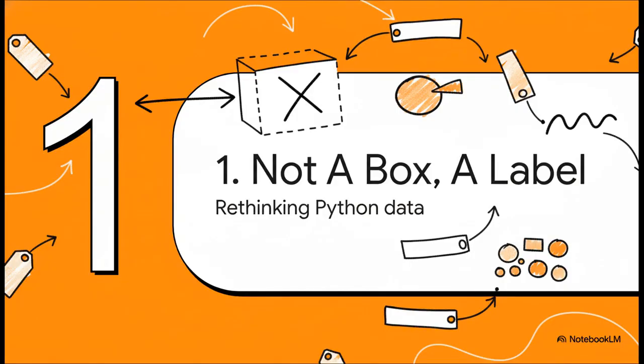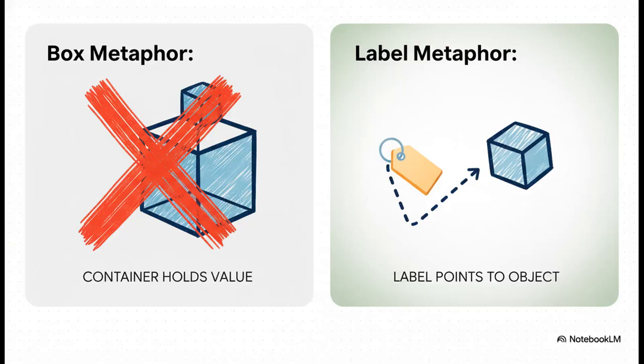See, most of us were probably taught that a variable is like a box. But for Python, that metaphor doesn't just leak. It completely falls apart. We need a new one. Yeah, in a lot of languages like C or Java, the box metaphor works great. You have a box named X, and you put the number 5 inside it. Simple. But Python, it's different.